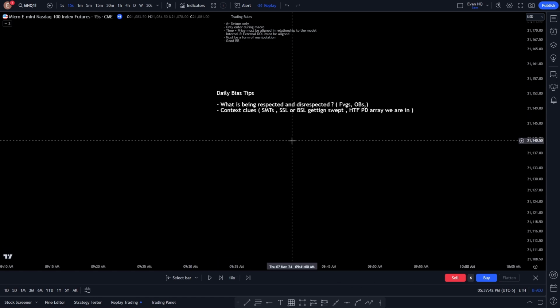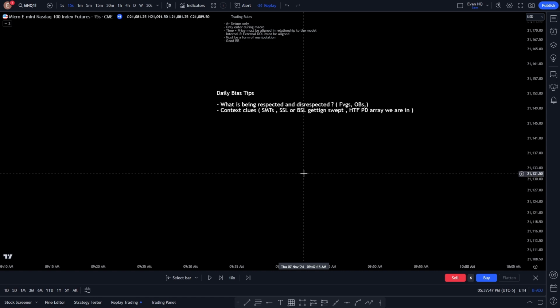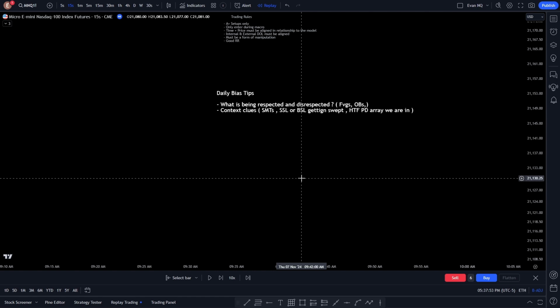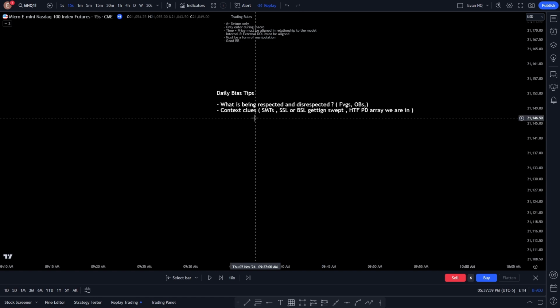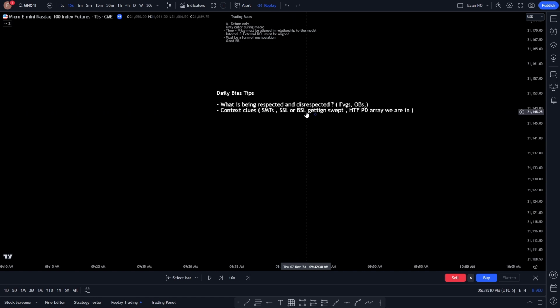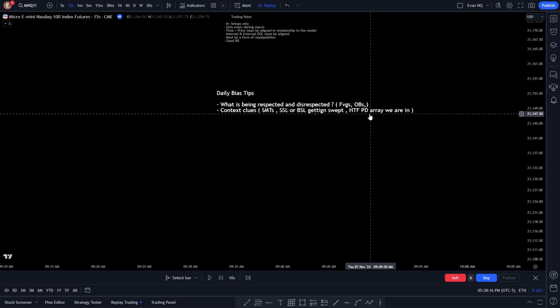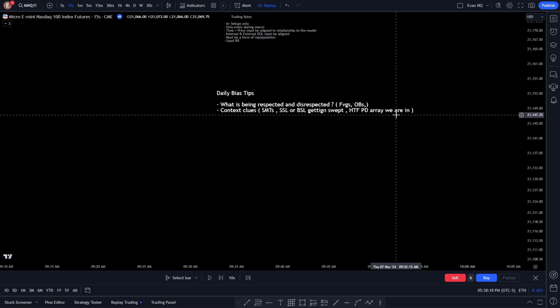So context clues: where is price at? What is price doing in this exact moment? Those context clues will help you determine your bias and be confluences to your bias to give you confidence. So write this down and ask yourself: where's price at? Is there SMTs? Is there manipulation? Has buy side or sell side swept or been swept, or about to be swept? And are we in a higher time frame PD array? Those are very important questions to ask yourself.